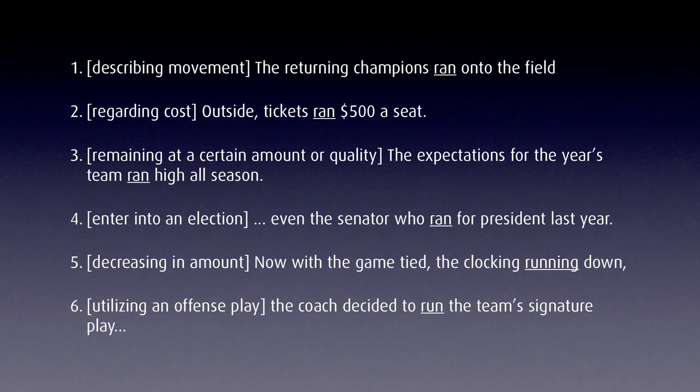Number 3, the expectations for the year's team ran high all season. Again, expectations don't have legs. This is talking about remaining at a certain amount or quality. Number 4, even the senator who ran for president last year. Again, the senator didn't actually run. It means that he entered into an election. Number 5, with the game tied, the clock running down. It didn't mean literally that the clock was running down off a hill or a mountain. Instead, it means that there was a decreasing amount in time left in the game.